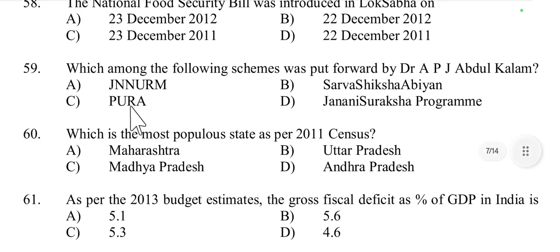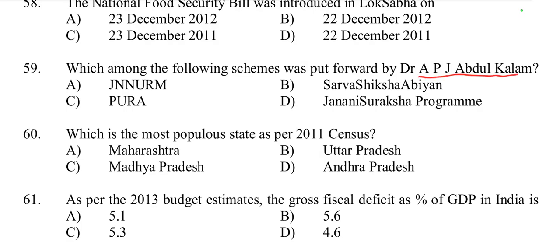Then question number 59: which among the following schemes was put forward by Dr. APJ Abdul Kalam? JNNURM, Sarva Shiksha Abhiyan, PURA, and Janani Suraksha Programme.